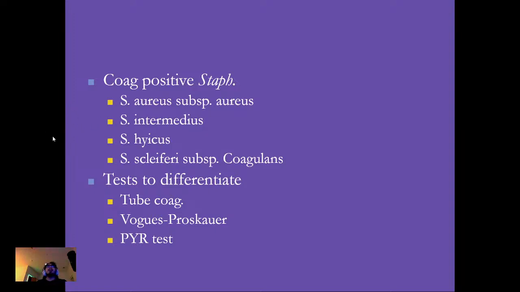But for the purpose of our discussion, siyempre mga baby medtechs pa lang tayo, pang-graduate natin before tayo mag-take ng board exam. What we need to remember is Staph aureus subspecies Staph aureus, Staph intermedius, Staph hyicus, and Staph schleiferi subspecies coagulans. Small letter C yan. Okay? And in order to differentiate that, we do tube coagulase, Voges-Proskauer, and PYR test. What is PYR? Pyrrolidonyl aryl amidase test.